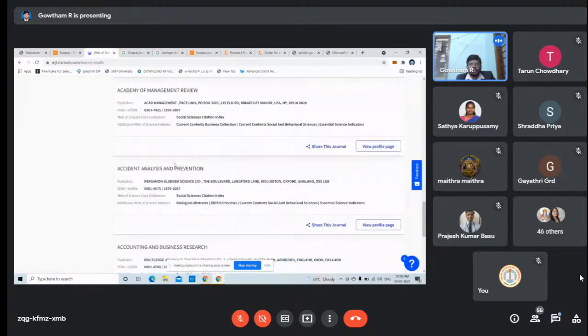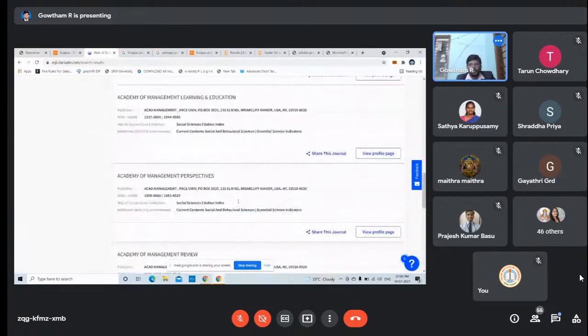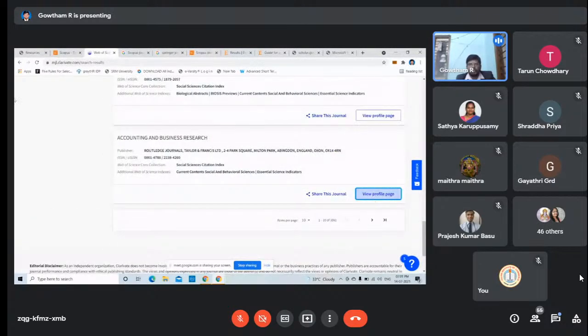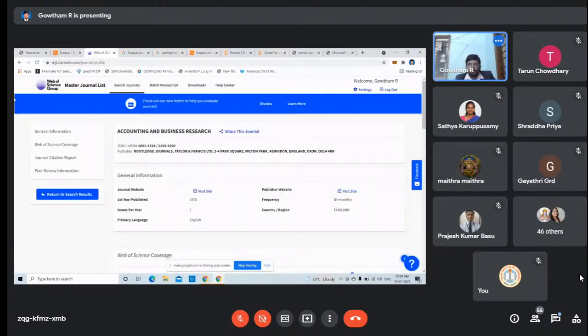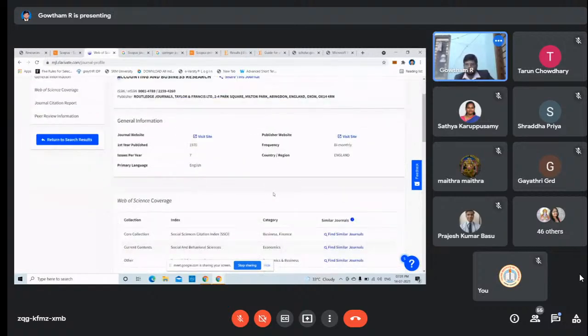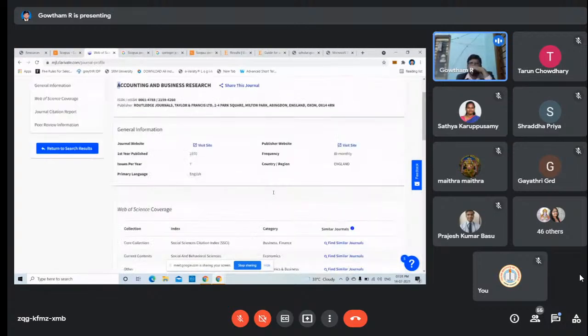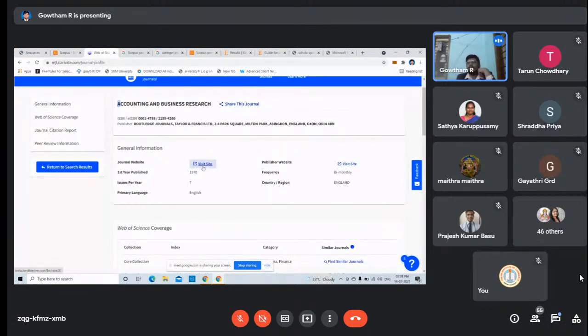Academy of Management Review, Accounting and Business Research, all of these. You can just click on View Profile Page. Once you click on this, you can check out the journal details coming up here. What is the journal website? You can click on this journal website and select it. This journal was first published in 1970. Oh my god, 1970. And the frequency of publication is bi-monthly, once in 2 months.